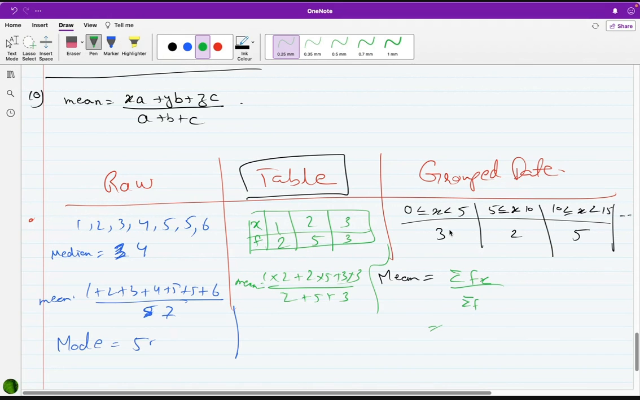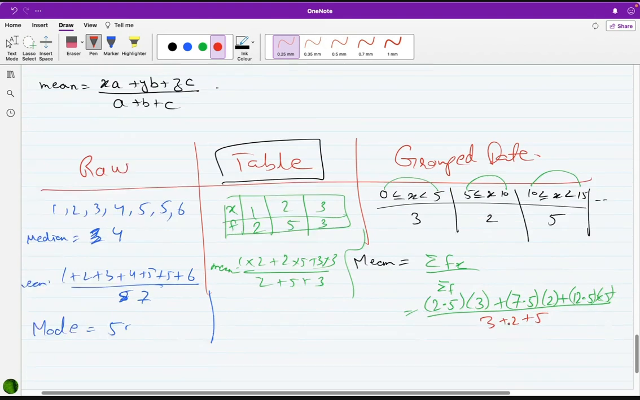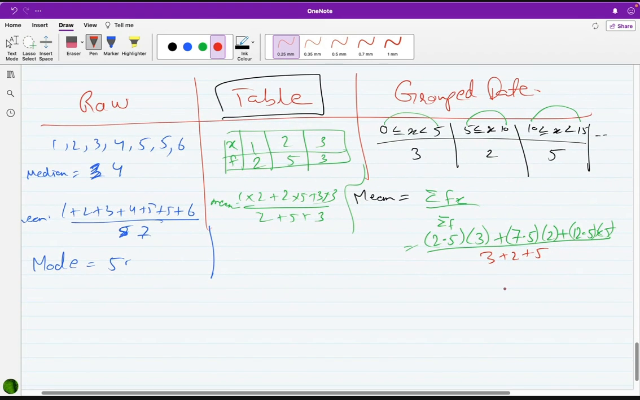So first, for x, the midpoint of 0 and 5 is 2.5 multiplied by 3. The midpoint of 5 and 10 is 7.5 multiplied by 2. The midpoint of 10 and 15 is 12.5 multiplied by 5. Is this clear? Yes, sir. Do not forget that it was the midpoint. So this is the difference between table and grouped data. We just select the middle number.